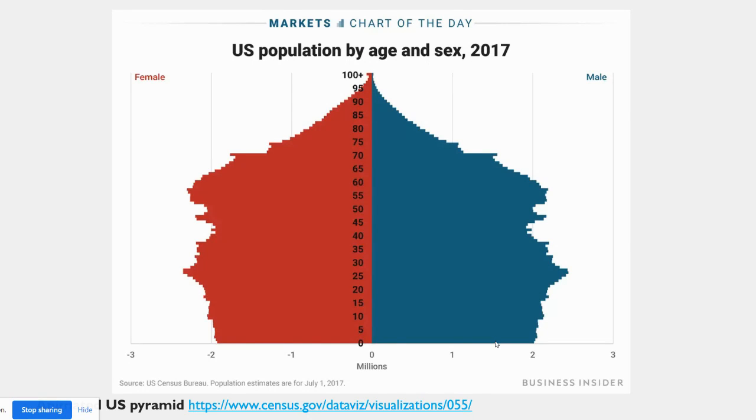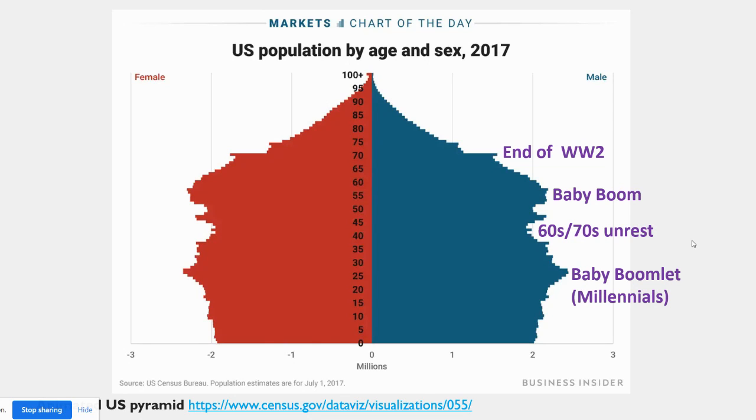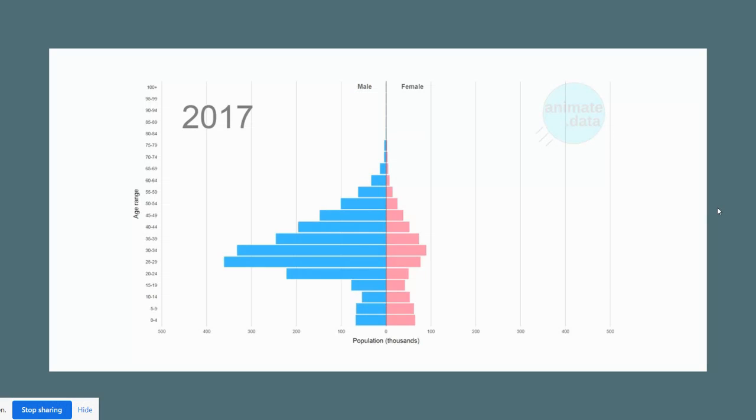What historical events and trends have led to our current U.S. population pyramid? So here we have the end of World War II. You can see there was definitely a decrease of population, males and females, before. Here's your baby boom. Here is the 60s and 70s, a little bit of a time of unrest. Here we have the baby boomlet, or the millennials. So millennials get their own little bump. So that's some cool things that are affecting the U.S. population. Now let's see if you guys can guess on some other things.